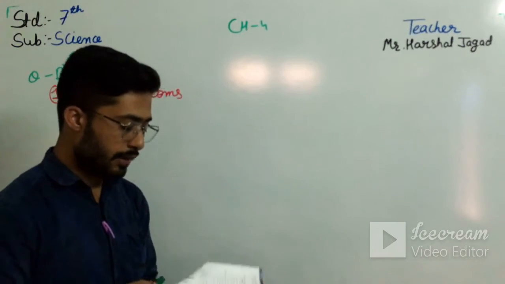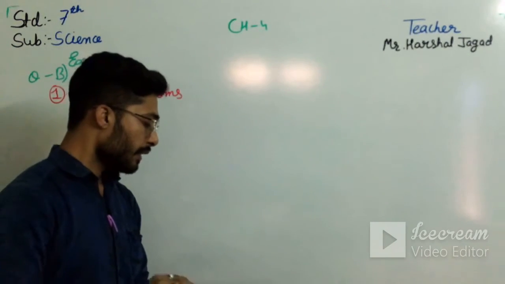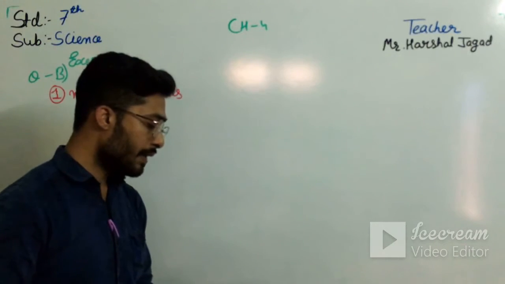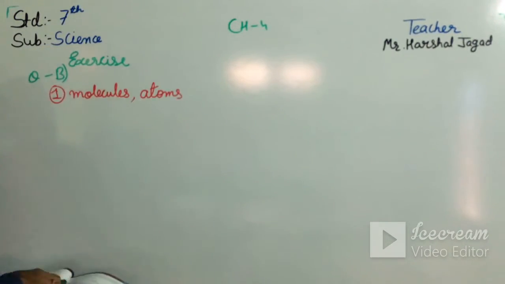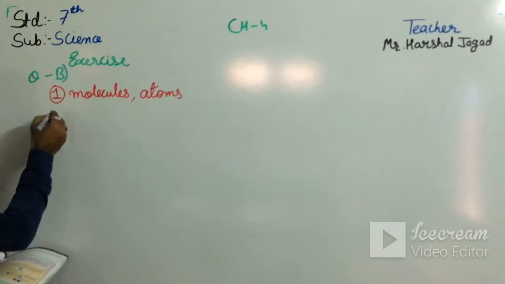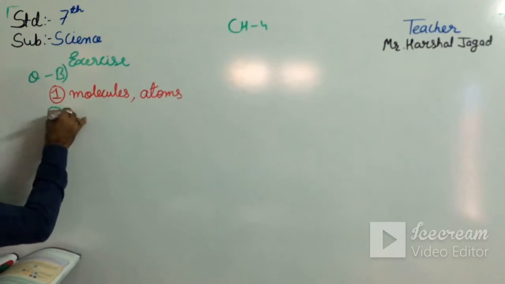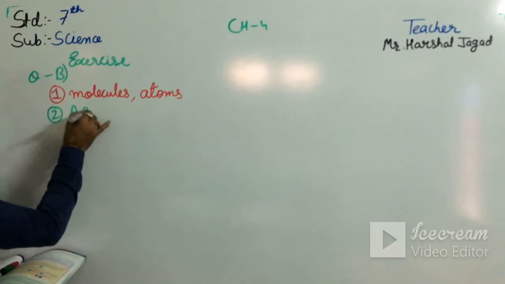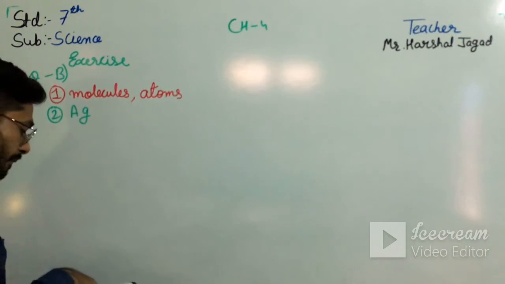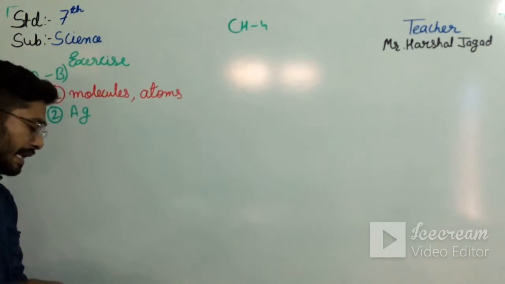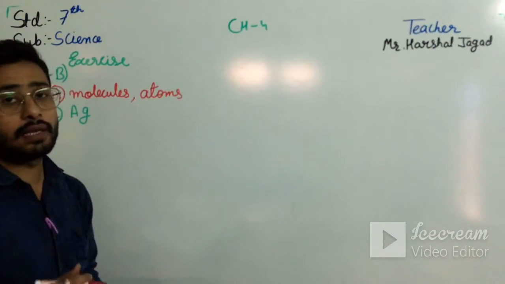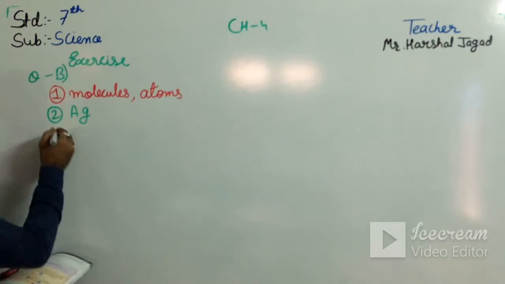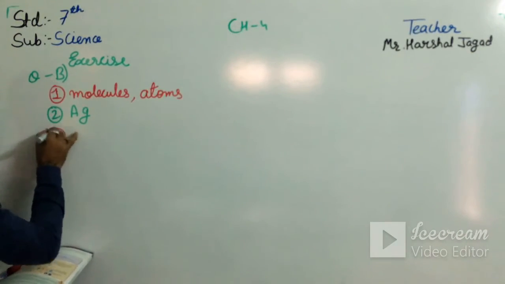And second one, chemical symbol for the element silver is dash. So the chemical symbol of silver, that is Ag. Second one, that is Ag. Third one, elements with atomicity 2 are called dash. We know that diatomic elements. So third one, that is diatomic.